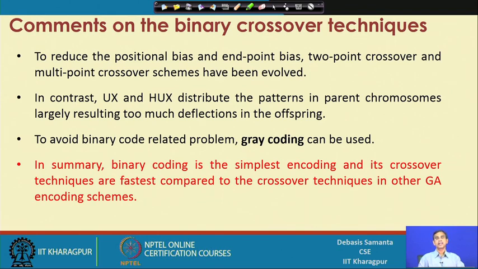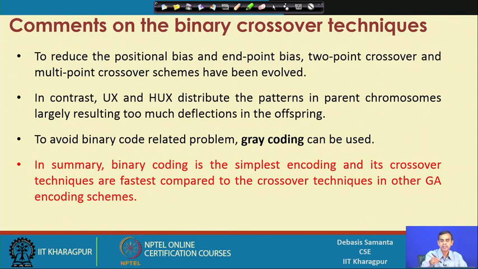So, we should consider that the crossover technique should be such that it gives faster results, because GA execution takes maximum time in the process of reproduction, that means the crossover operation. Whatever the techniques are, it is observed that the binary coded GA which follows the binary crossover techniques is the fastest technique. That is why many programmers follow the binary encoding scheme for GA, and the implementation or programming of the different crossover operations is also straightforward.